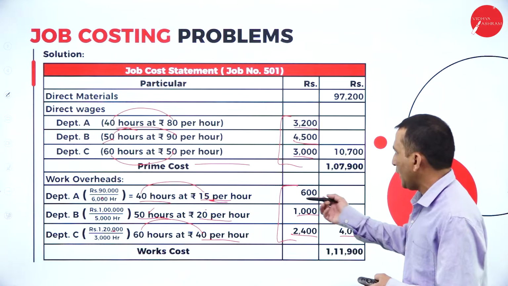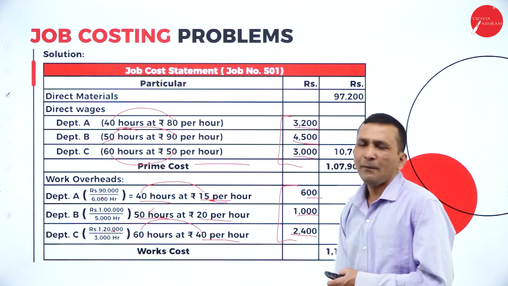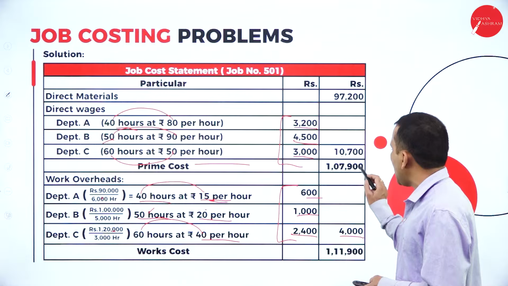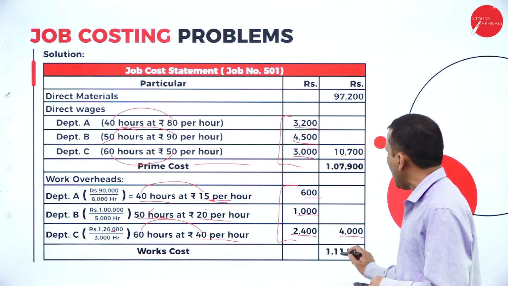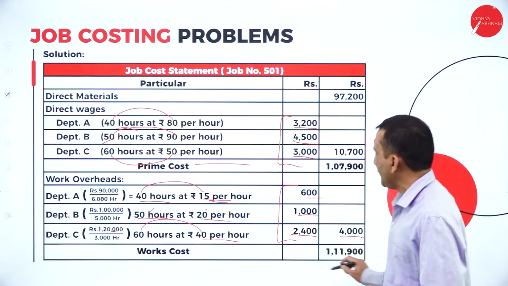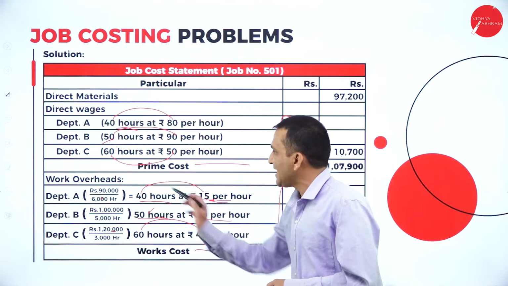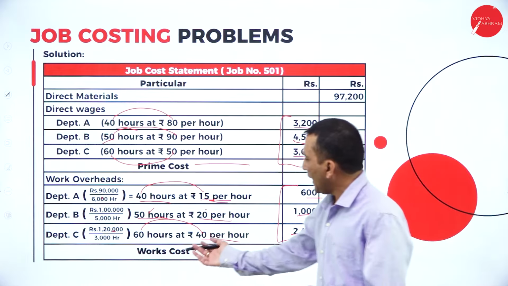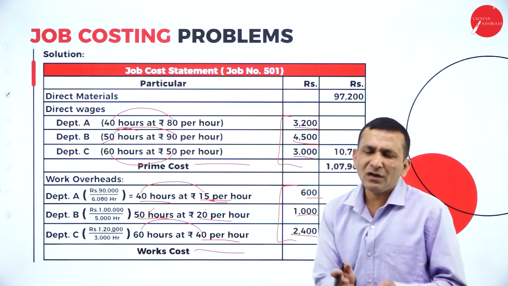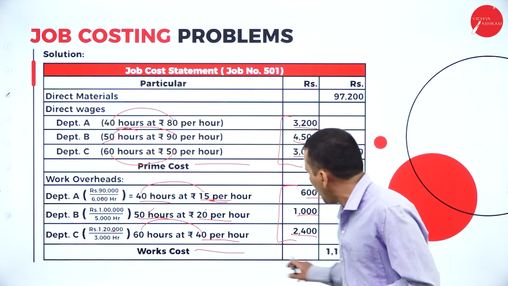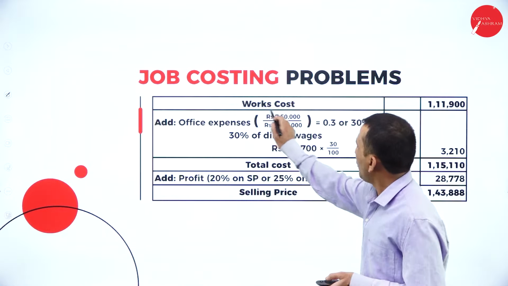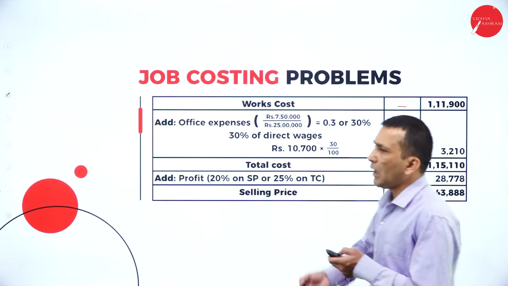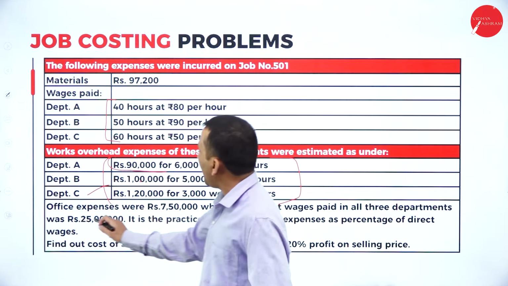Now what we are doing is adding the overheads to the prime cost. So 1,07,900 plus 4,000 is 1,11,900, which is nothing but your work cost. The heading is given as work overheads. Now we are getting the work cost. After getting the work cost, for your understanding, I have copied it one more time. So the work cost we got is 1,11,900.